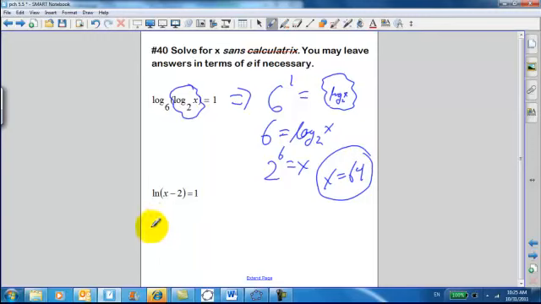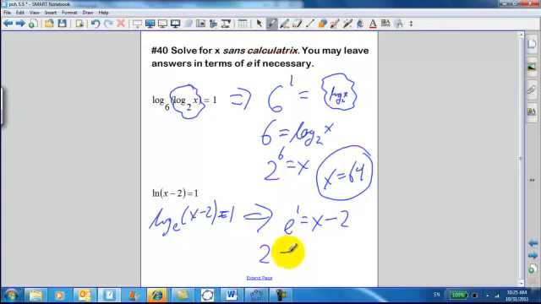Now for this one, think of it as the log base e of x minus 2 equals 1, and then rearrange it. So that becomes e to the 1 equals x minus 2, or 2 plus e equals x. So that's what's set up here. Use e if necessary. That's the exact answer, e plus 2. Didn't ask us to calculate, so let's just stop at that point.